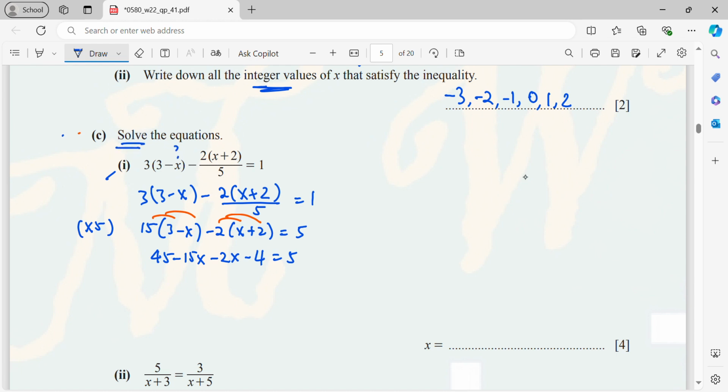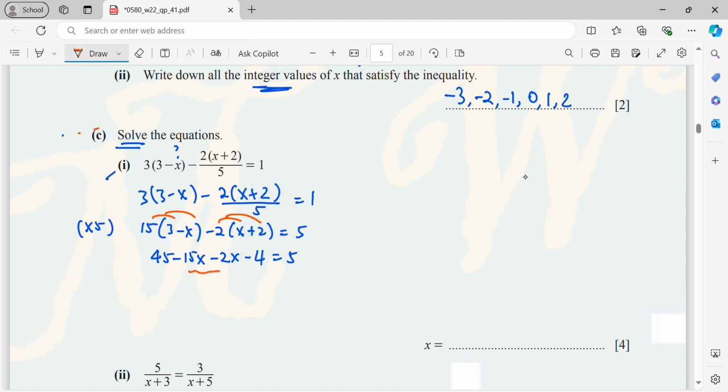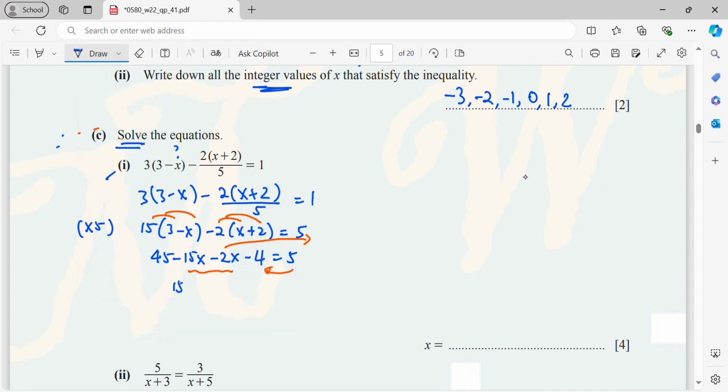Okay, so from here, I will group the x on one side and the numbers on one side. So when you look at the terms here, obviously these two x are negative. So I will move them to the right side and the 5 will be moved to the left side. So that means here I will be writing 15x plus 2x equals to 45 minus 4 minus 5. So 17x equals to 36. Therefore, your x is 36 over 17. That is the solution of this equation.